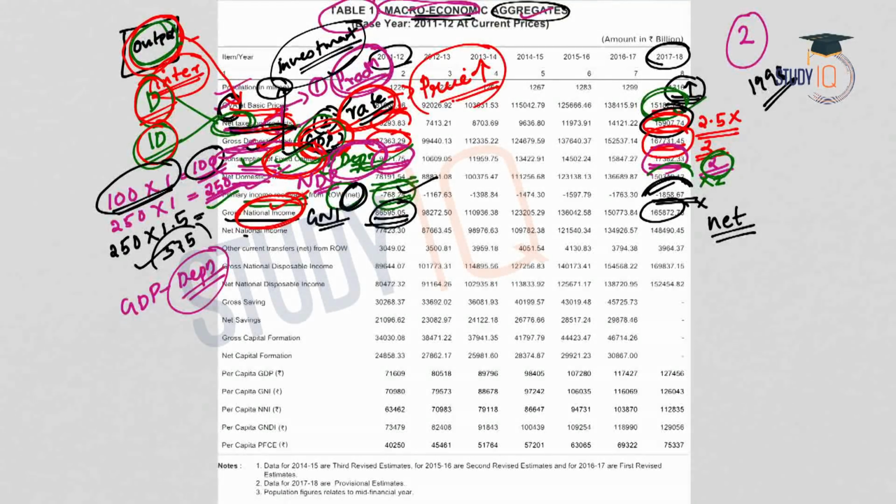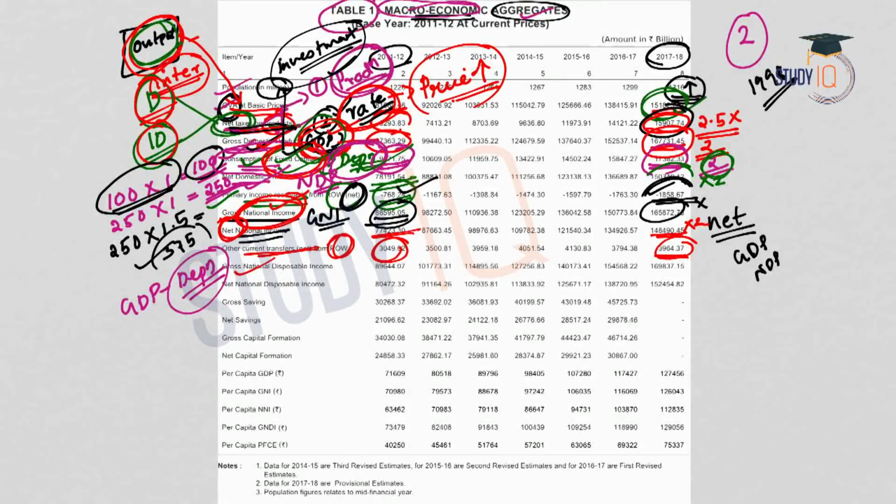Next is the net national income. Likewise, we have discussed GDP and NDP. If you deduct depreciation from gross national income, we will get net national income. The net national income has also almost doubled. Next is the other current transfers from rest of the world. It refers to any transfers from the rest of the world outside India. It has almost remained the same, with no significant increase.